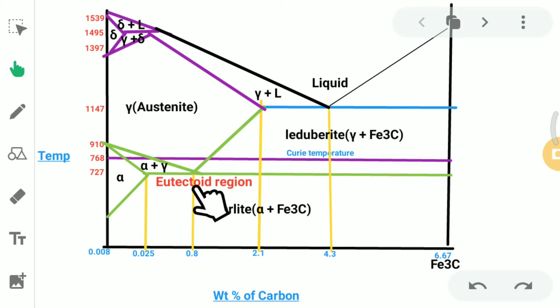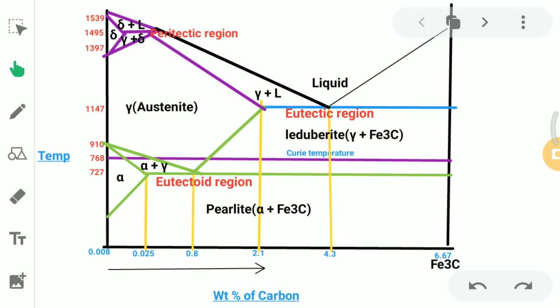And we need to know the regions, friends. This is the eutectoid region. 0.8% of carbon at 727 degrees temperature is called the eutectoid reaction. This is the eutectoid point, and this is the eutectoid region. And this is the eutectic region. This occurs at 1147 degrees centigrade and 4.3% of carbon. And we have the peritectic reaction. This will happen at 1495 degrees temperature. Here delta plus liquid is converted into the austenite phase, friends.